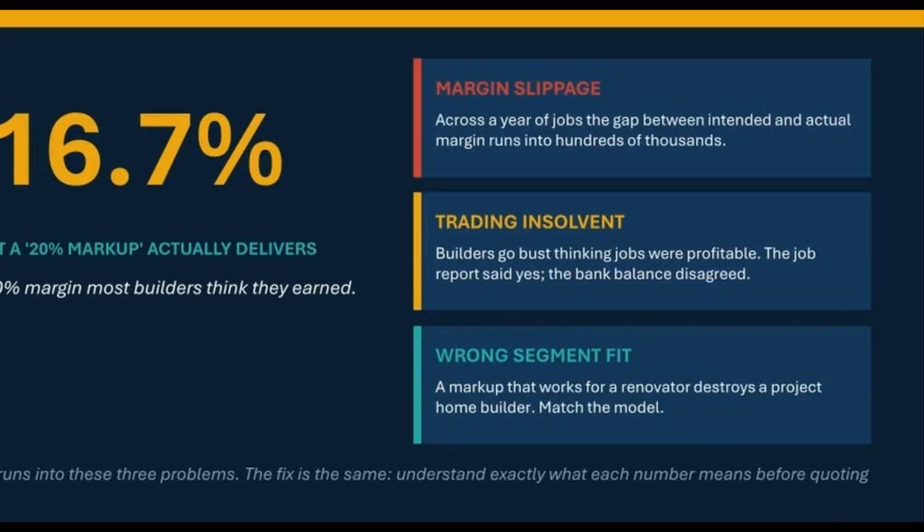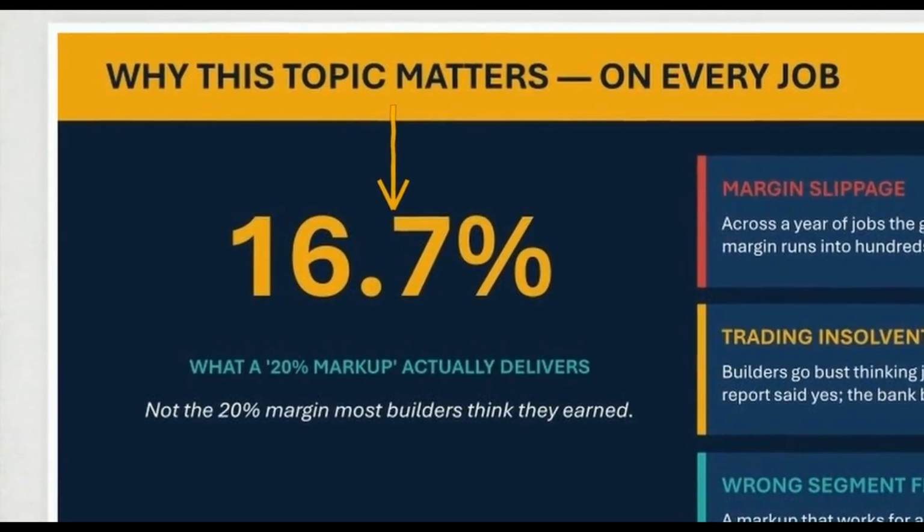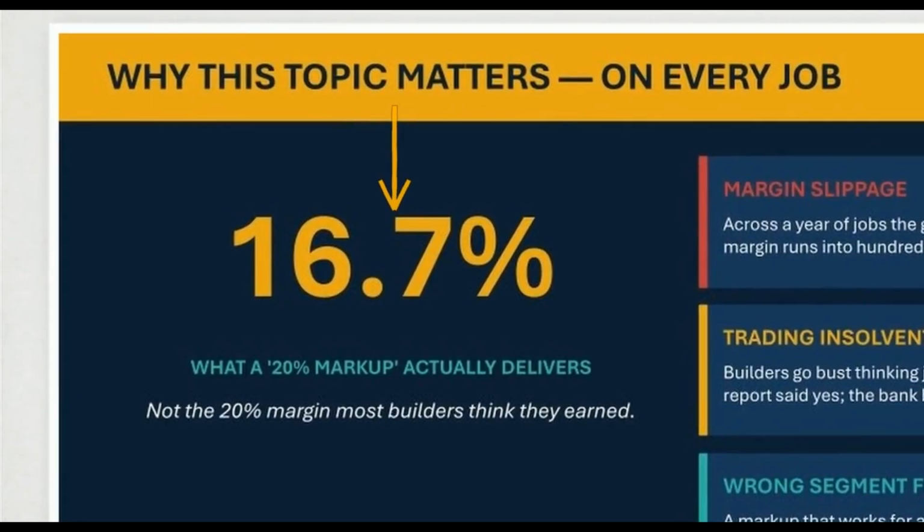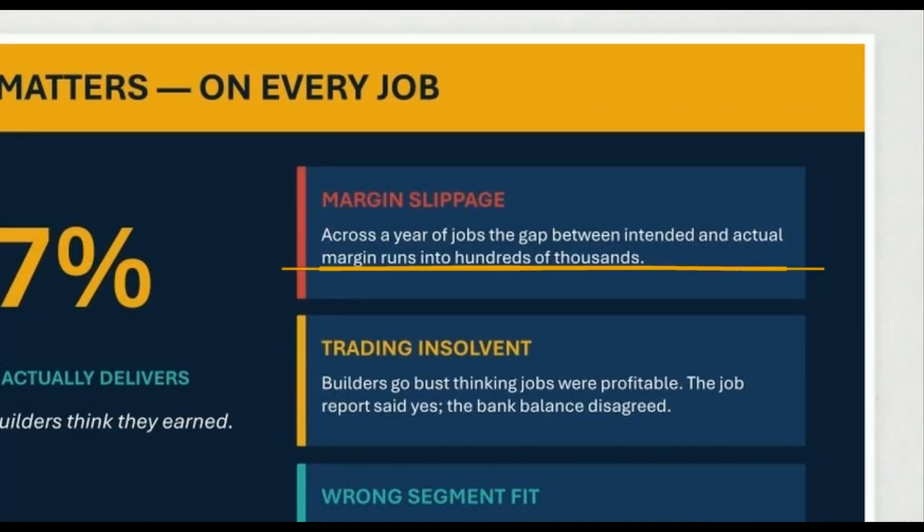These three categories explain why builders routinely go insolvent, even when job reports show profit. The trap is margin slippage. A 20% markup actually delivers a 16.7% margin. Across a year, this simple calculation error drains hundreds of thousands from the business.